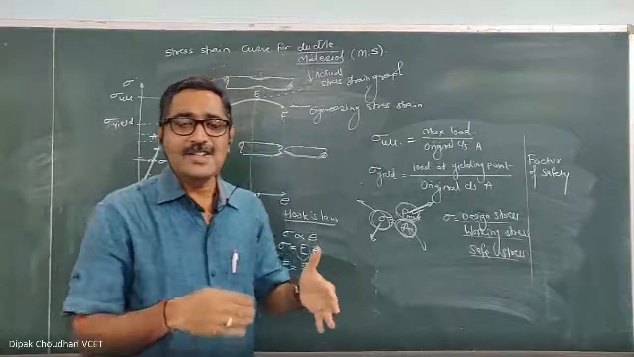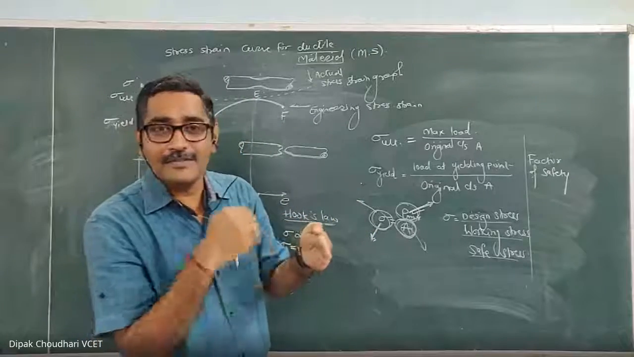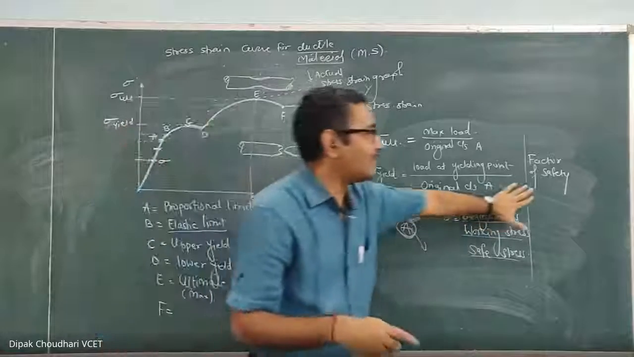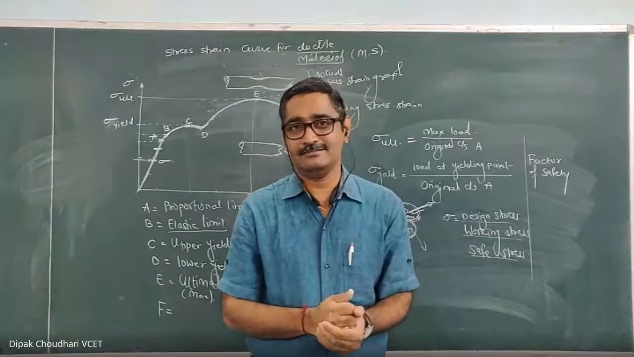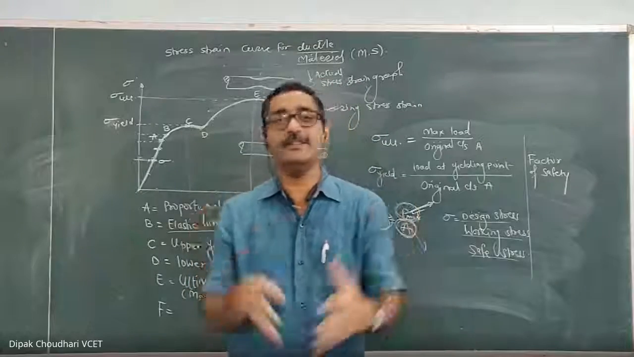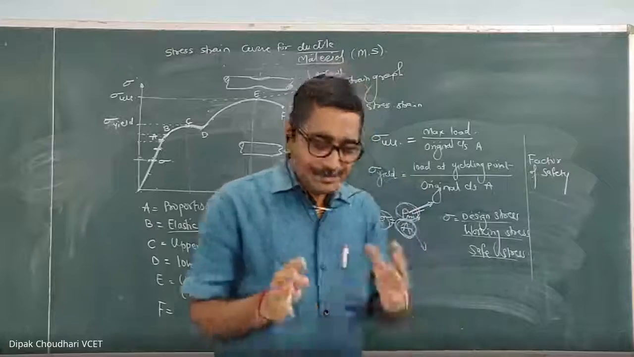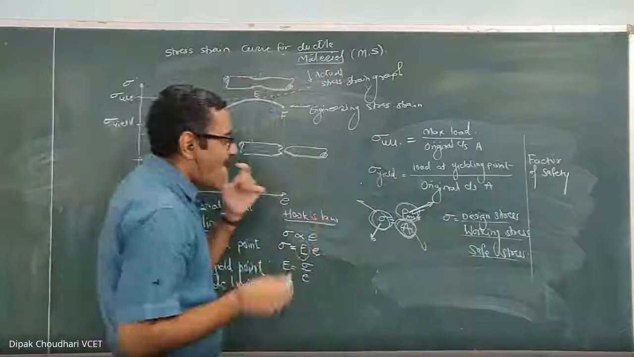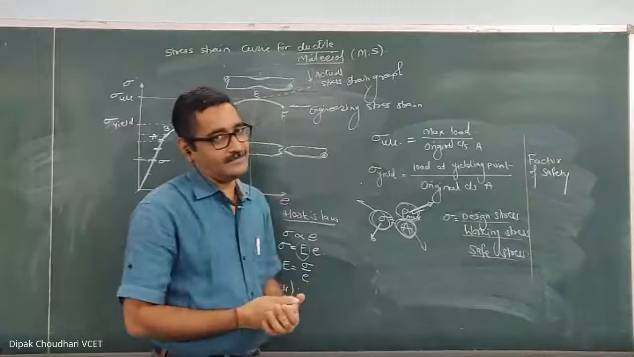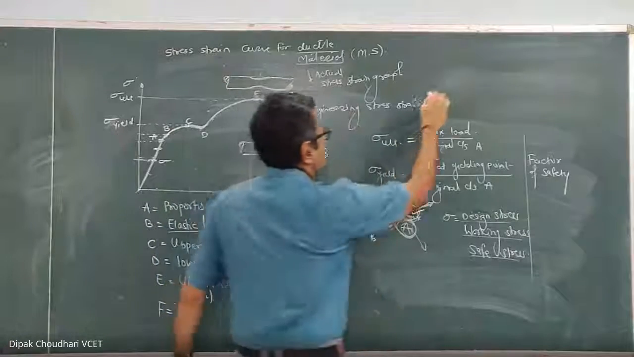Here the design engineer keeps himself away from accident or failure. That factor is known as the factor of safety. Now, factor of safety is different for different applications. Initially, I will explain how to decide the factor of safety. What is the formula for the factor of safety?